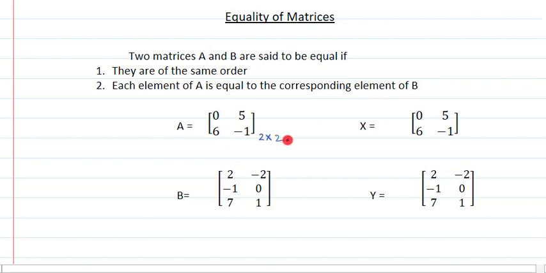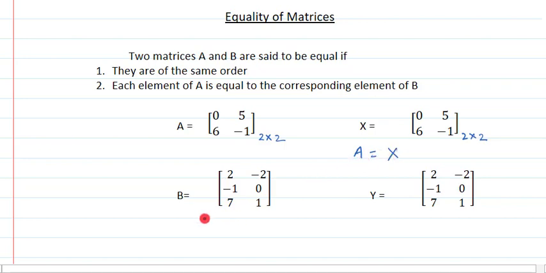For example, here A is the matrix having elements 0, 5, 6 and -1 and the order is 2 by 2. And X is another matrix of the same order, that is 2 by 2, and the elements are 0, 5, 6, -1. If we compare the two matrices, we find that corresponding elements are equal. A11 element is equal in both, that is 0. A12 element is 5 in both. A21 element is the same in both, that is 6, and A22 element is -1 in both the matrices, and the order is also 2 by 2. So these two matrices are equal and we can write A equals X.